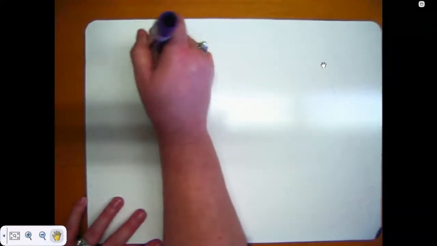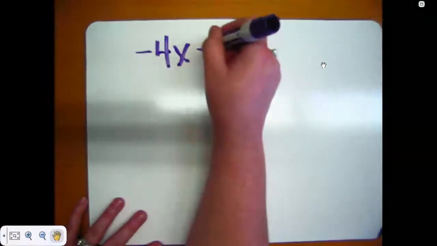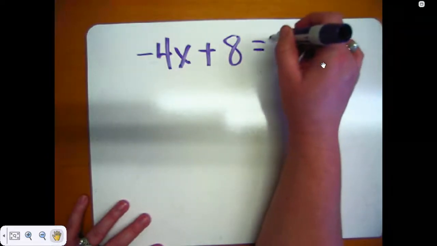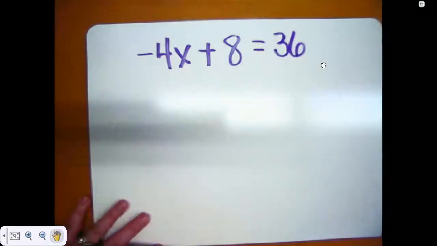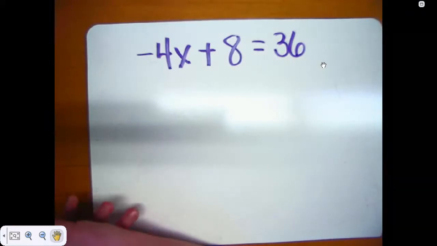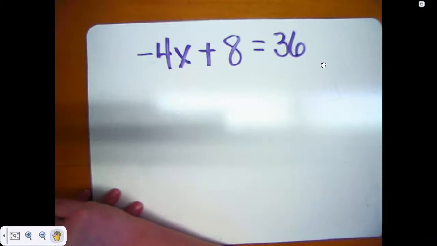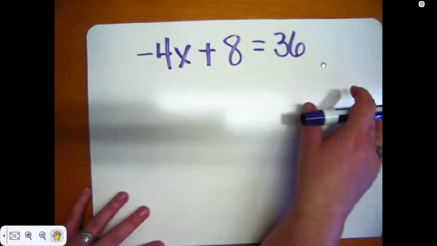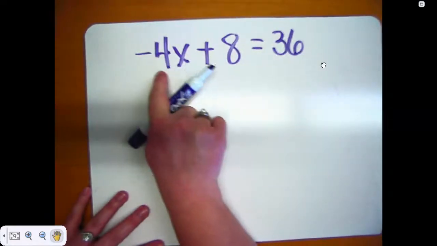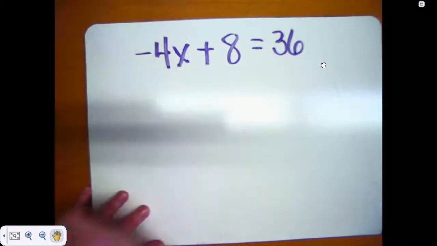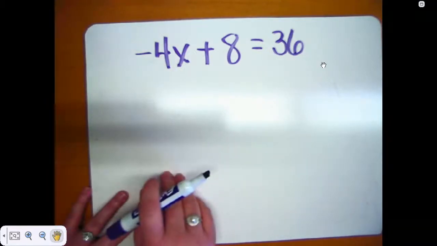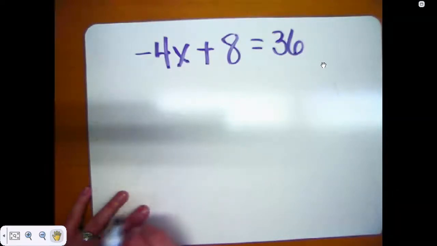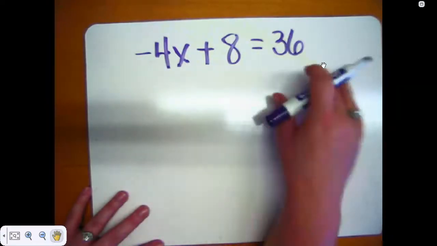What if you have negative 4x plus 8 is equal to 36? What do you think you would do there? We haven't done any with a negative variable. So let me show you. You would have 4 variables, 4 cups, except your cups would be upside down because it's negative. Okay? So you would have 8 yellows and 36 yellows.